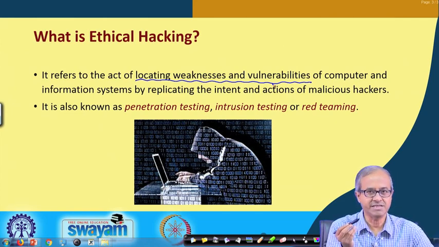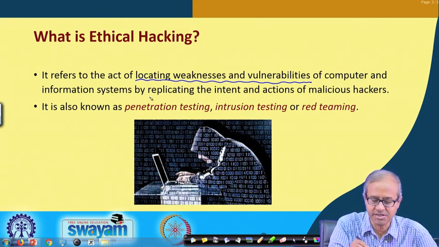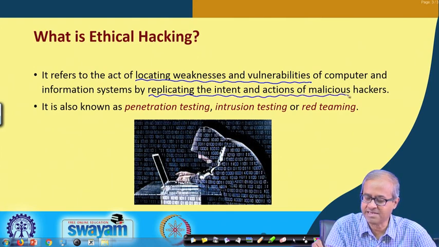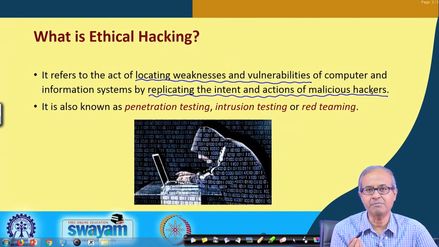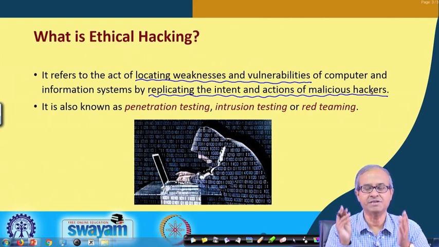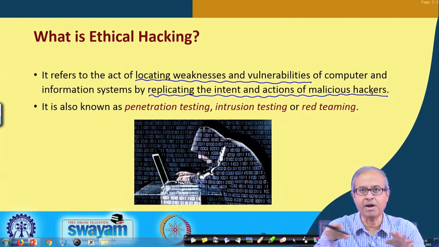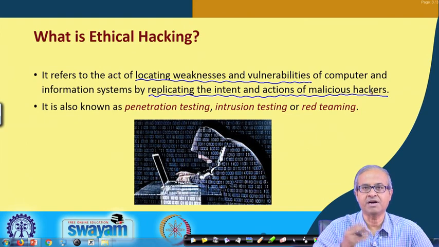But how is this done? This is done by mimicking the behavior of a real hacker. As if you are a hacker, you are trying to break into your own network, and there you will get a lot of information about what the weak points in your own network are. So, this term is important: by replicating the intent and actions of malicious hackers. Whatever malicious hackers do in reality, you try to mimic that, you try to replicate that. Your objective is to find out the vulnerabilities and weak points in your network. You have a good intent, you identify the weaknesses, and later on the organization will plug or stop those weaknesses, so that such attacks cannot happen in the future.